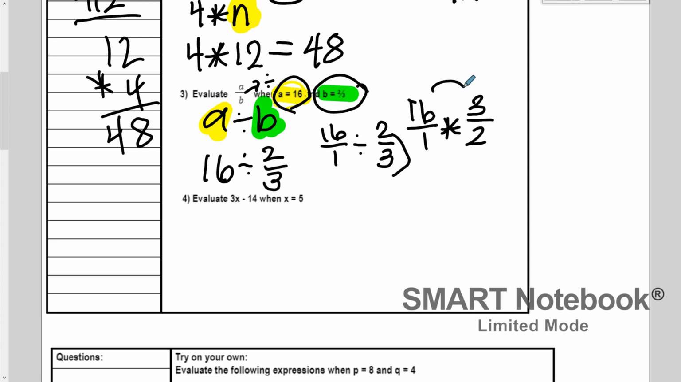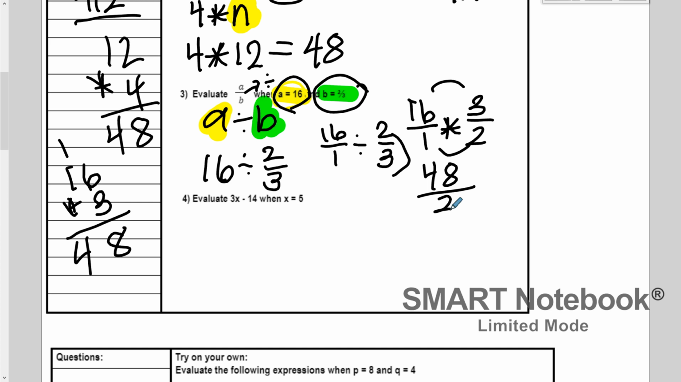So we'll do 16 times 3. Again, for me, that's not mental math, so I'm going to pull it to the side and do 16 times 3. 6 times 3 is 18. Carry my 1. 3 times 1 is 3 plus 1 is 4. Ooh, it's a 48 again. On the bottom, we've got 1 times 2, which is 2.